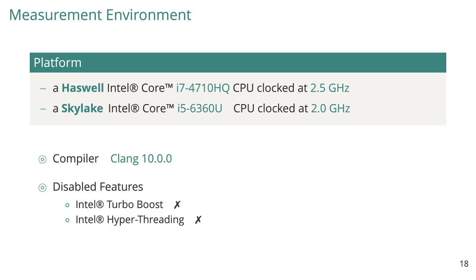Our source code has a fixed instruction sequence without any conditional branches, for example the if-else statements, so the implementation is constant time. We measured the performance of our software on both the Haswell and the Skylake CPUs. We use the Clang compiler with version 10 to compile our source code, and the turbo boost and hyper-threading features were disabled during performance measurements.